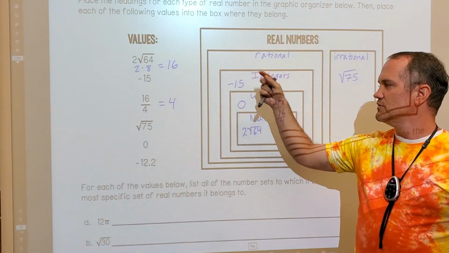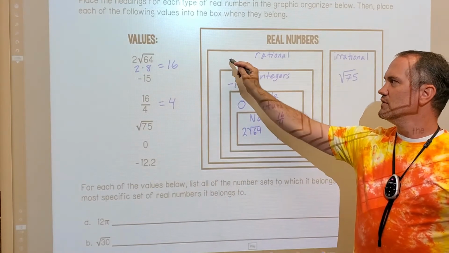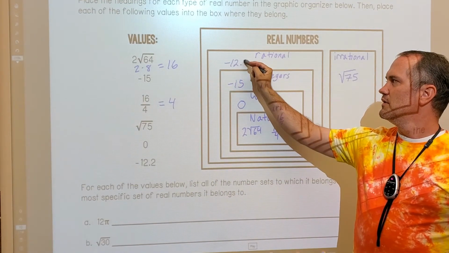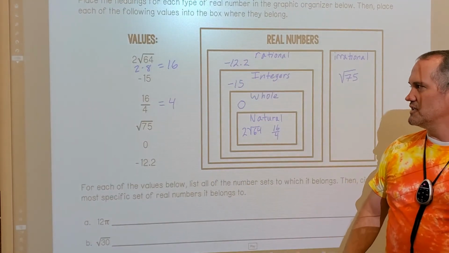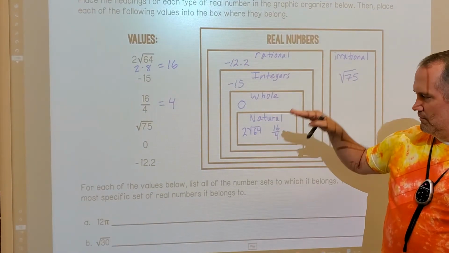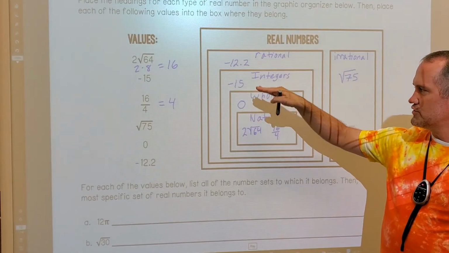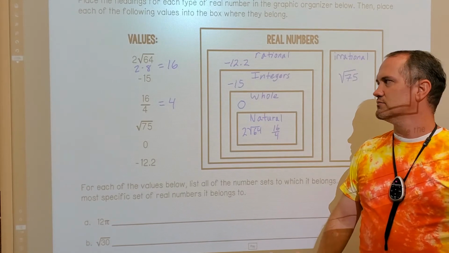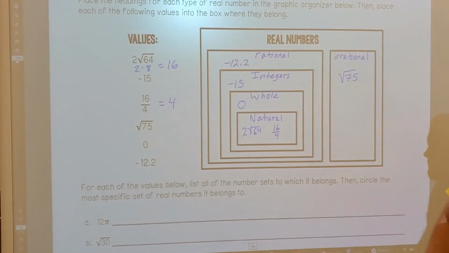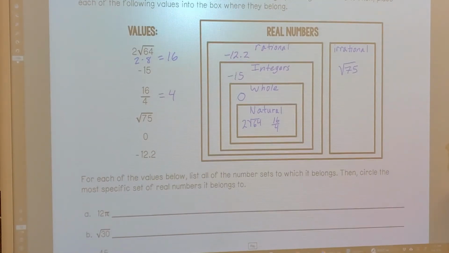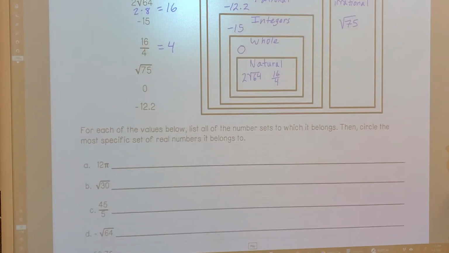This is integer. And then negative 12.2, that is a terminating decimal. But again, these are rational. Rational, rational, rational. All of those are rational, because they're in that box.